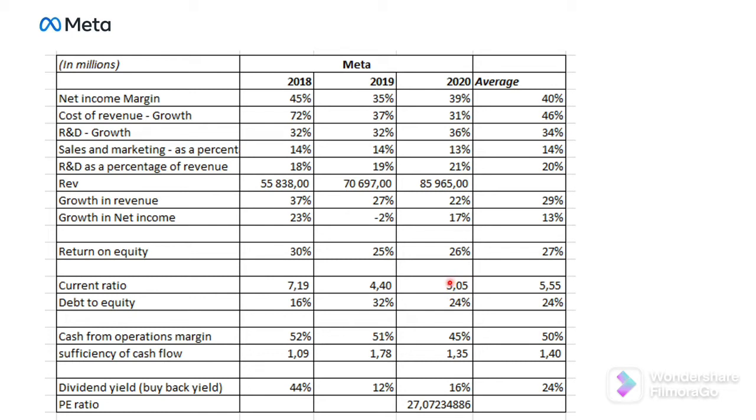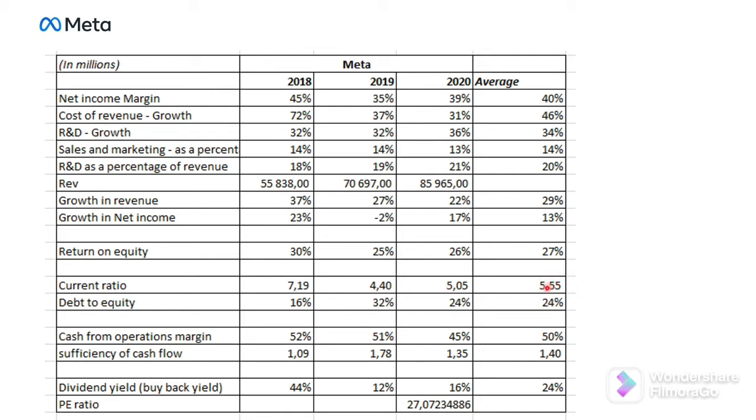Meta in 2020 had 5 liquid assets for each liquid liability. So there are 5 times the liquid assets of their liabilities, which is very good. So they can pay their short-term liabilities, their current liabilities, 5 times over. That is wickedly good. Slight decrease in 2019, but heavy improvement in 2020. On average, it's sitting at over 5.5.